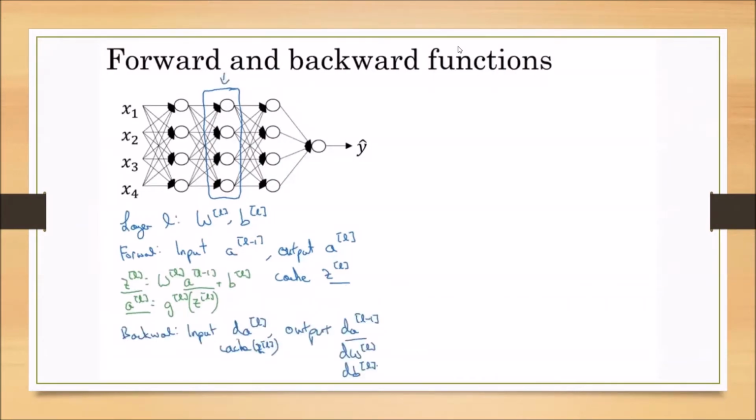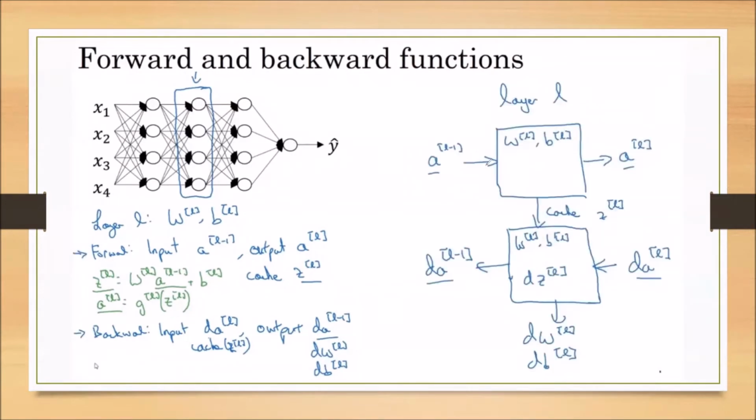In the backward propagation, you can observe we are giving dA[L] as input and we are getting dA[L-1] as output. dA[L] means the differentiation of the loss function with respect to A[L], and dA[L-1] is the differentiation of the loss function with respect to A[L-1]. In this process, we are obtaining two parameters, dW[L] and dB[L]. We use these two values in the gradient descent to find the minimum value of the cost function. So this is what we are doing.